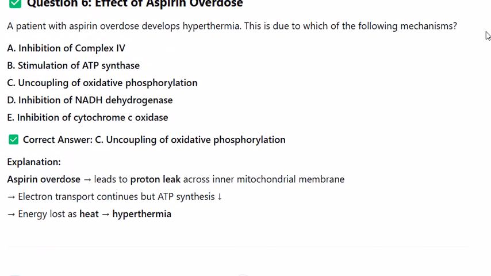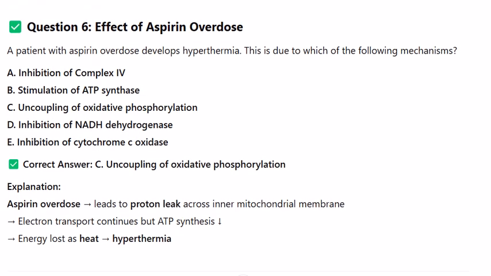Question 6. Effect of aspirin overdose. A patient with aspirin overdose develops hyperthermia. This is due to which of the following mechanisms? A. Inhibition of complex 4. B. Stimulation of ATP synthase. C. Uncoupling of oxidative phosphorylation. D. Inhibition of NADH dehydrogenase. E. Inhibition of cytochrome C oxidase. Correct answer C. Uncoupling of oxidative phosphorylation.